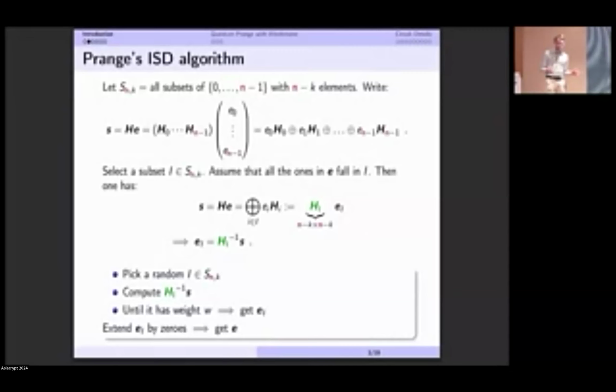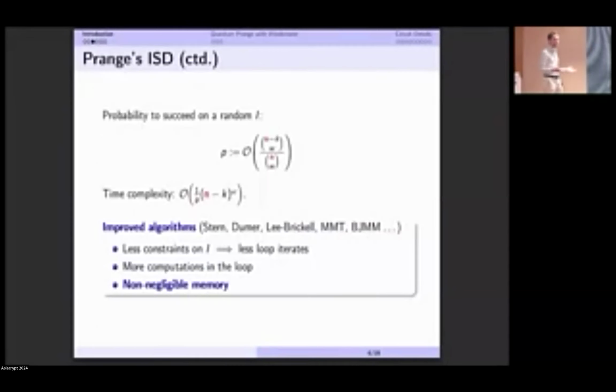So this is very simple. The complexity of this algorithm is well known, because it just depends on the number of errors w, and n and k. So if you take a random choice of columns like this, your probability to succeed is this one, and then your time complexity, after repeating this a lot of times, is basically 1 over the probability to succeed times the cost of linear algebra for the inversion part.